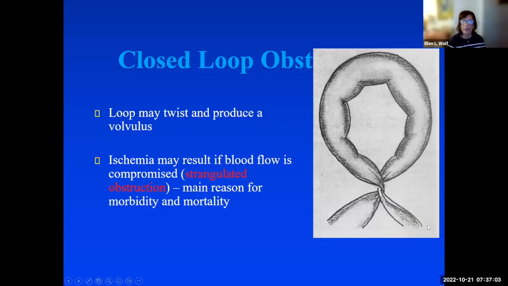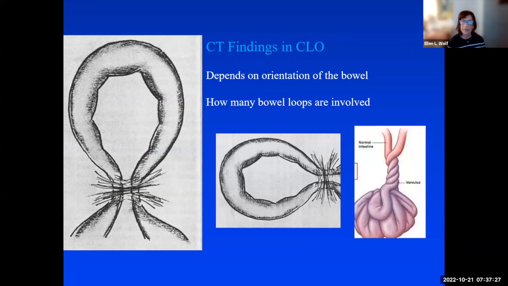So here we can see this patient had, if you have closed loop obstruction, this loop may twist and produce a volvulus. And ischemia may result if the blood flow is compromised, which is called a strangulated obstruction. So ischemia and strangulation are the main reasons for morbidity and mortality in patients with small bowel obstruction and closed loop. So the CT findings in closed loop obstruction are going to depend on the orientation of the bowel and how many bowel loops are involved.